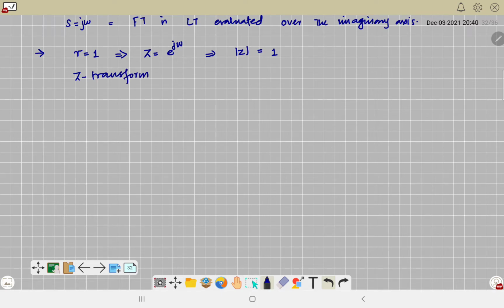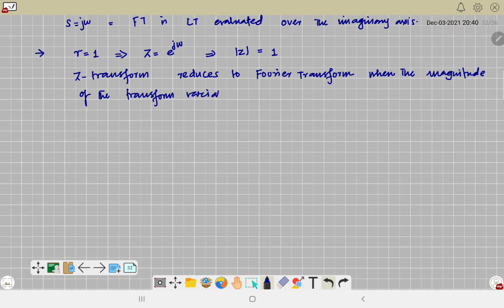So we can say that the z transform, just like your Laplace transform, reduces to the Fourier transform. Again, this Fourier transform here means discrete time Fourier transform. This is understood because we are dealing with discrete time signals. So the z transform reduces to the Fourier transform when the magnitude of the transform variable, that is z, is unity. This is algebraically.